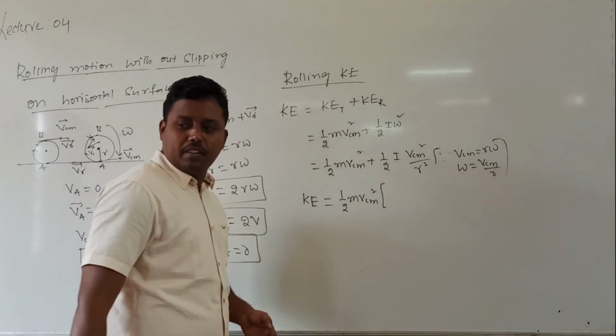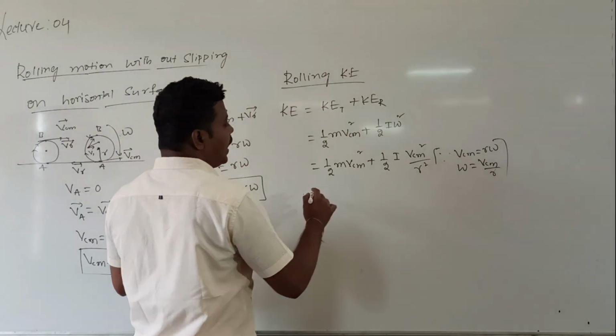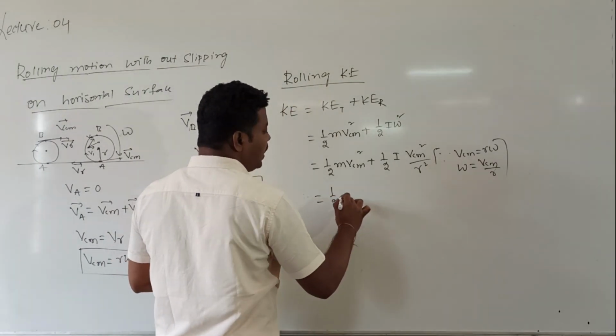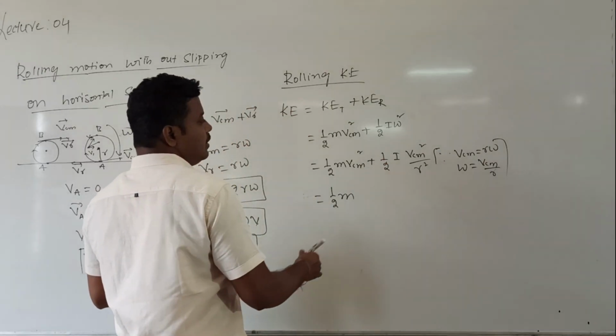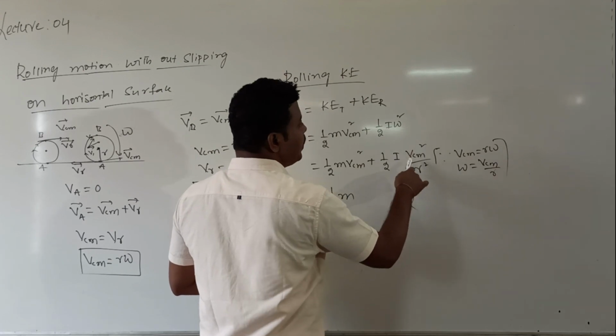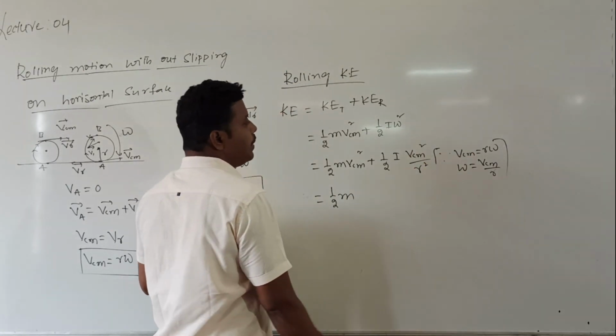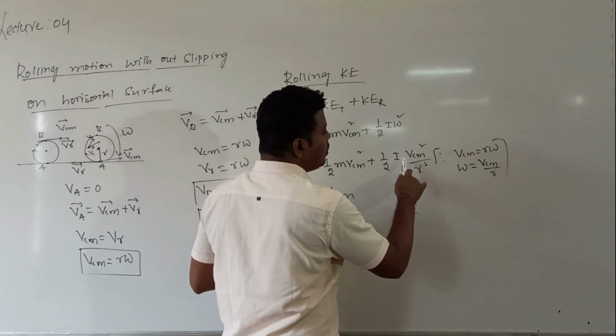Here m is not there. So here, can I put the m value before this? Can I substitute the value of I also, which is equal to 1 by 2 into, so what I will get, the value will be equal to 1 by 2 into I into omega square. In place of omega square I write vcm by r.